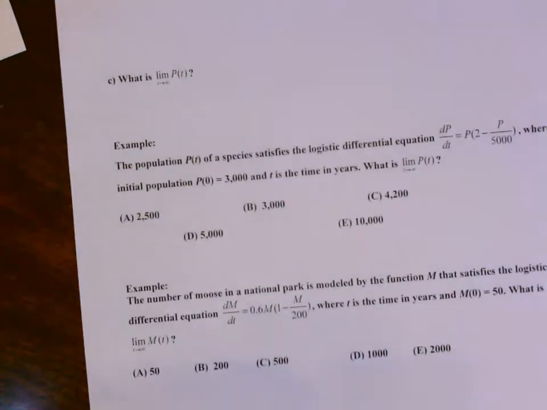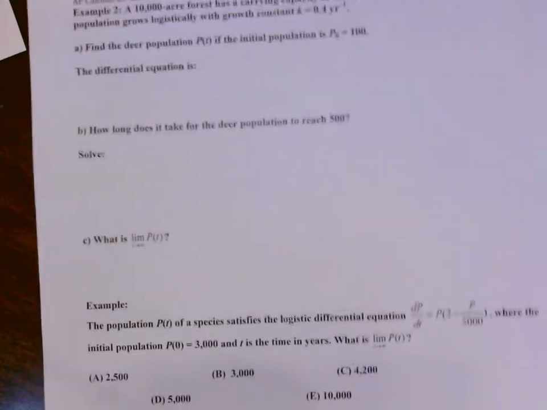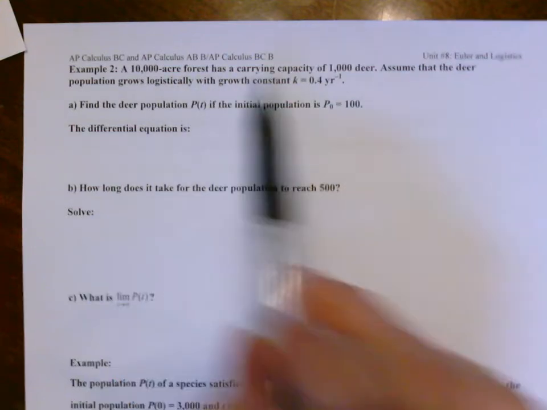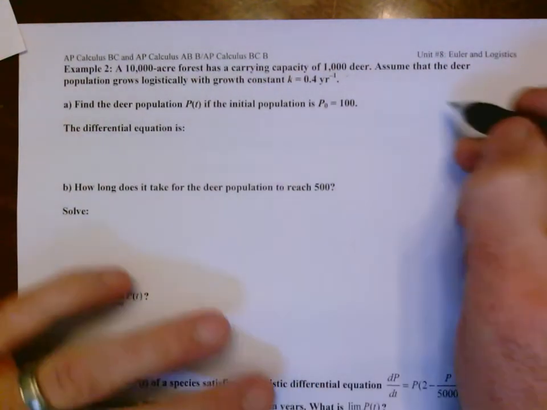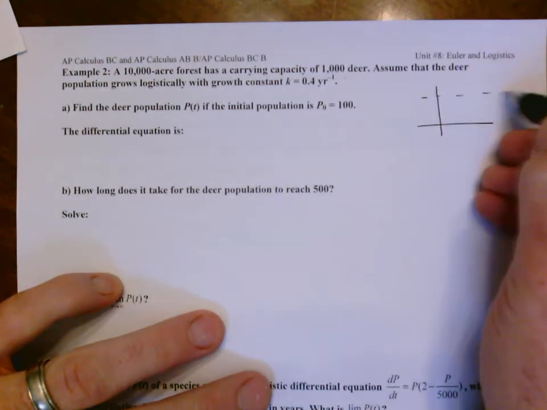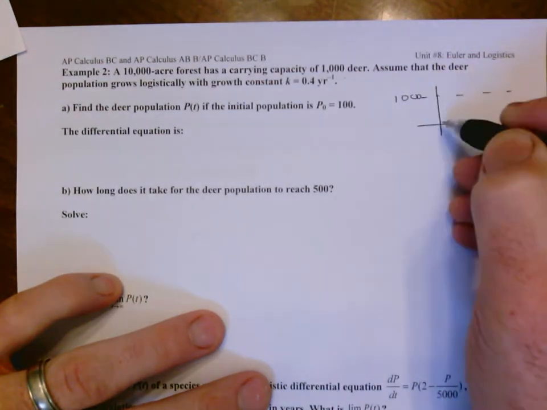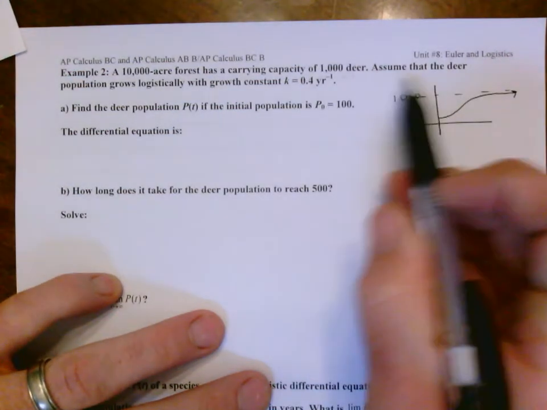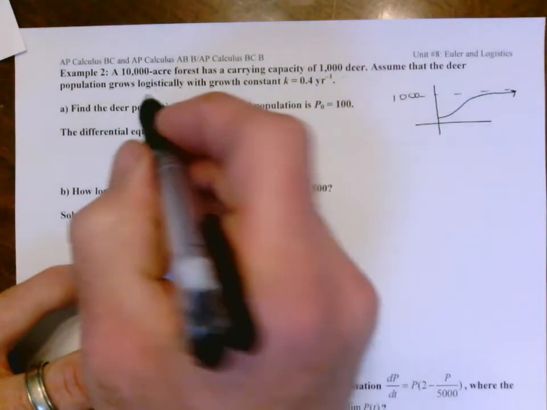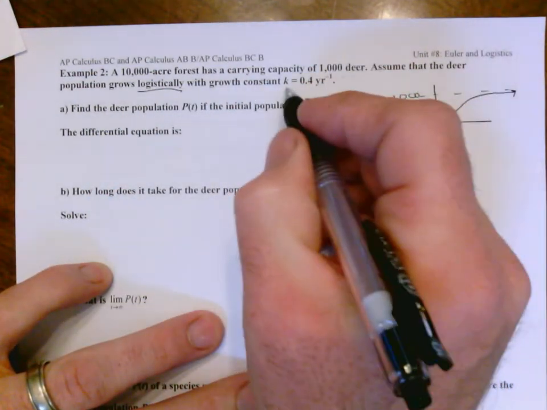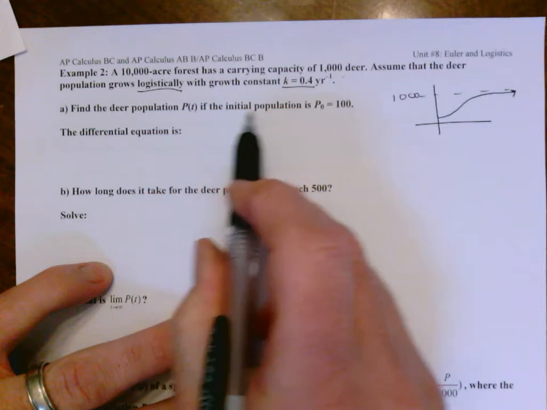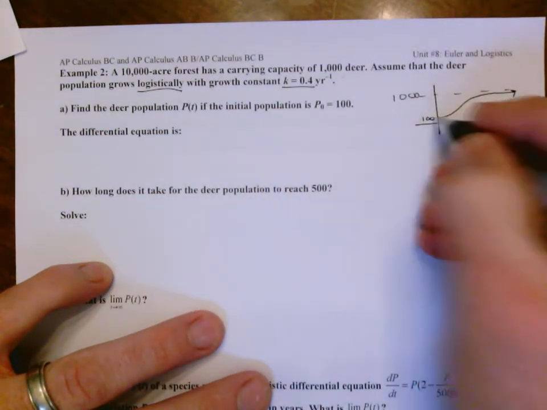Okay, next page, next example. This is the type of question that you'll see on the BC exam. A 10,000 acre forest has a carrying capacity of 1,000 deer. If you were to graph this logistically, up here is going to be 1,000, and the graph will go like this to there. Assume that the deer population grows logistically, where the growth constant is K. Find the deer population if the initial population is 100. So this value right there is 100.